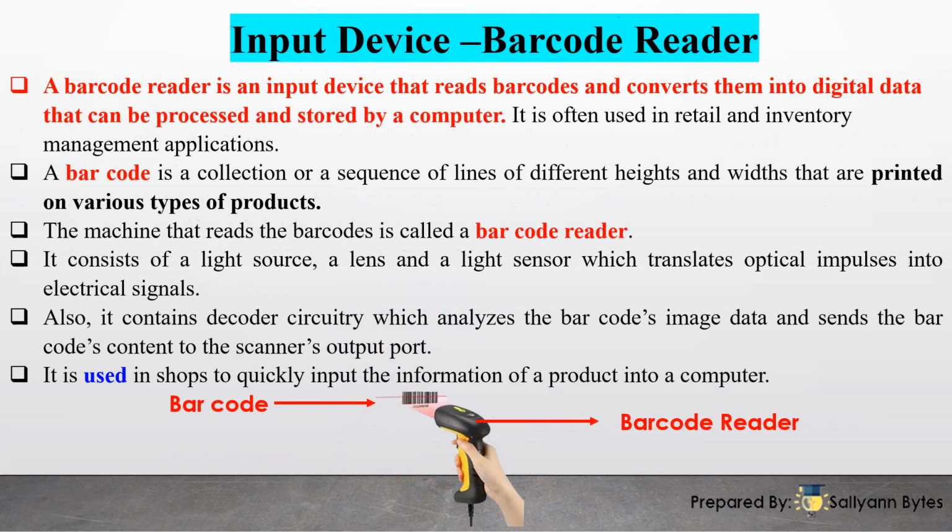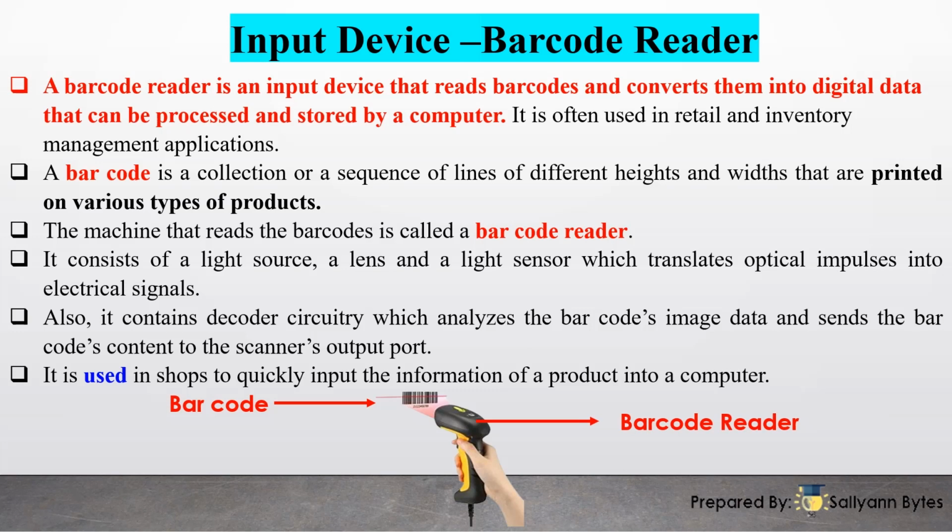Next input device is the barcode reader. A barcode reader is an input device that reads barcodes and converts them into digital data, zeros and ones, understood by the computer, that can be processed and stored by a computer. It is often used in retail and inventory management applications.